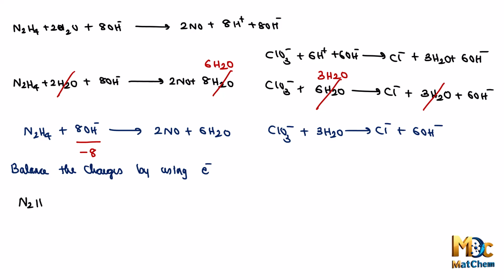So what you can write? N2H4 plus 8 OH minus giving 2 NO plus 6 H2O plus 8 electrons.